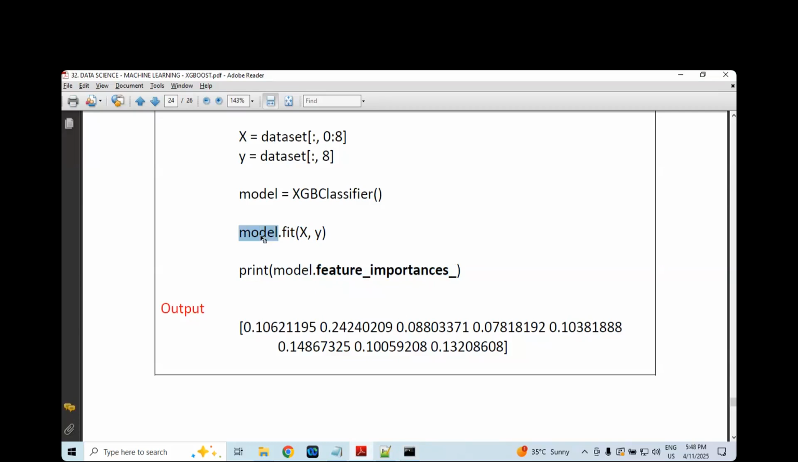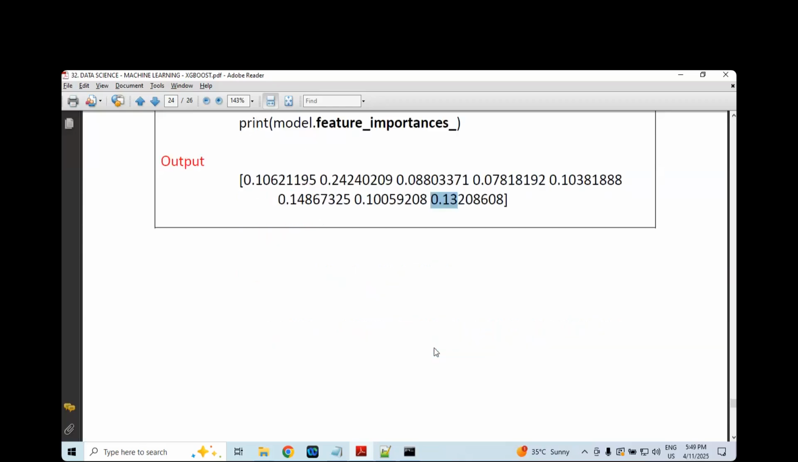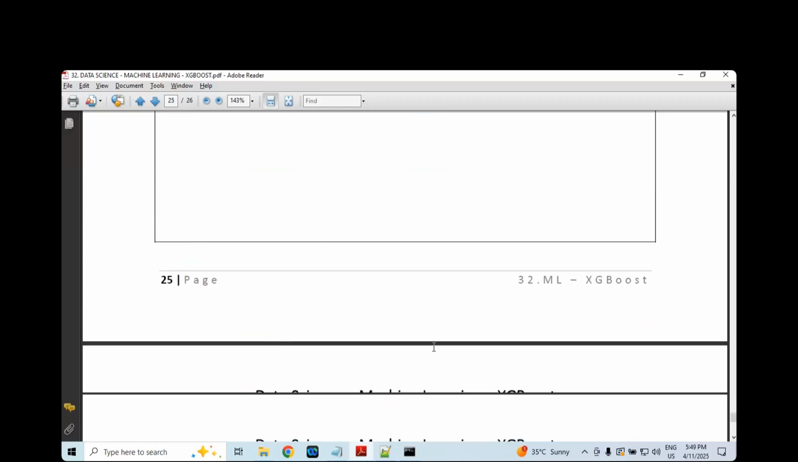First feature 0.10, second feature 0.24 having relationship, third feature 0.08. First one will be 0.1, next one 0.24, the next one 0.08, and these are all 0.0, 0.10, some 0.14, 0.10. We'll do one thing. Numbers we need to compare takes a lot of time. Instead of that, you can create a bar chart like this.